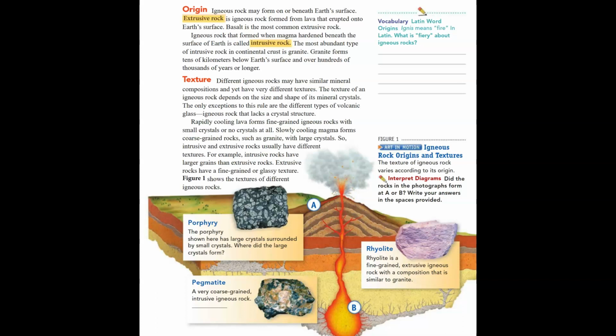And we have rhyolite. Rhyolite is a fine-grained, extrusive igneous rock with a composition that is similar to granite. Granite, we know, is intrusive, but this rhyolite is extrusive, so A. A, formed on the outside.